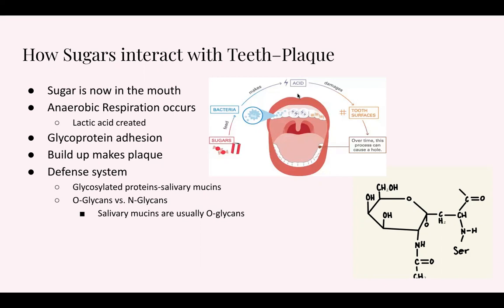The calcium and phosphate that make up tooth enamel have a critical pH of 5.5. So once the pH of the mouth lowers under 5.5, the calcium and phosphate will begin to dissolve, and this is the start of a cavity and can progress to a hole.